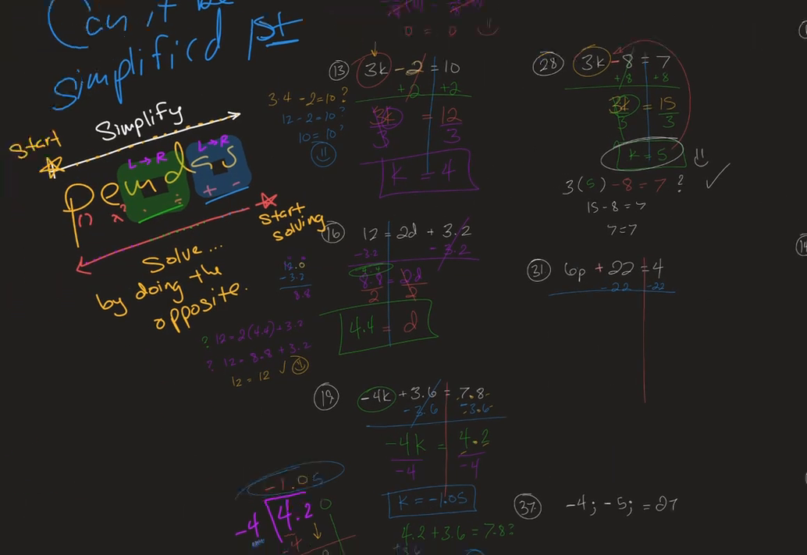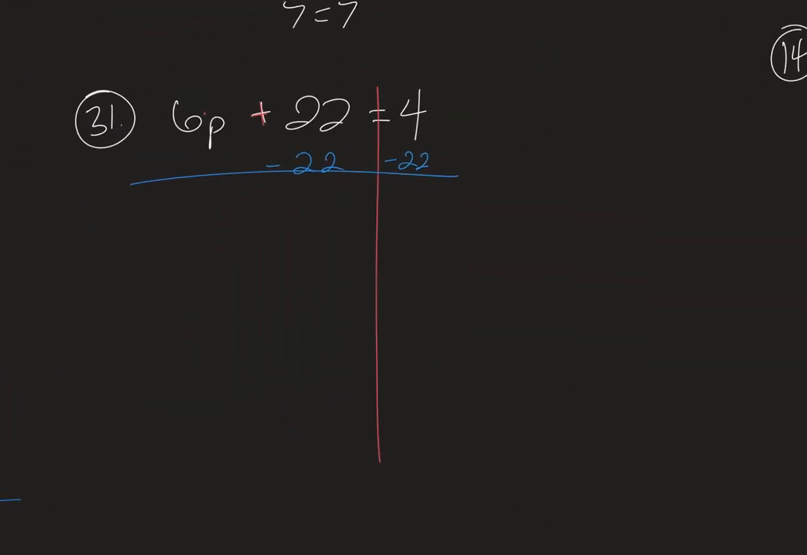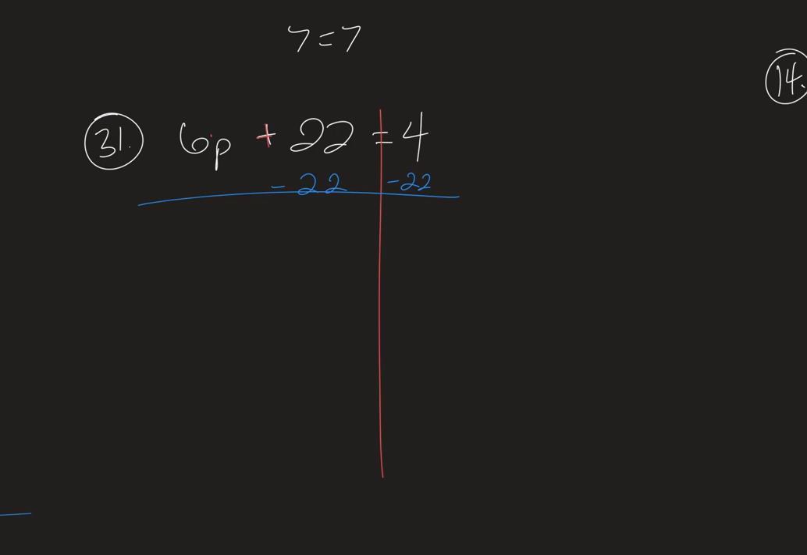Again, if you're not sure why, it's because once we're done simplifying, once we've done parentheses, exponents, multiply, divide, add, subtract, we're ready to do the opposite. We're ready to start solving, and you solve by doing the opposite. And we'll start with the adding and subtracting in most cases. So we subtract 22, those go away.